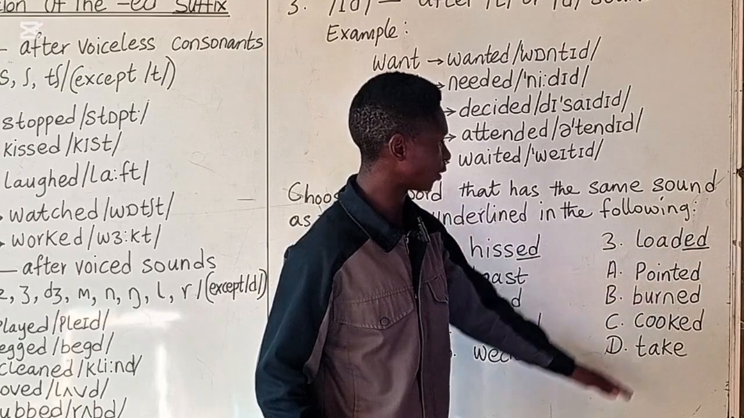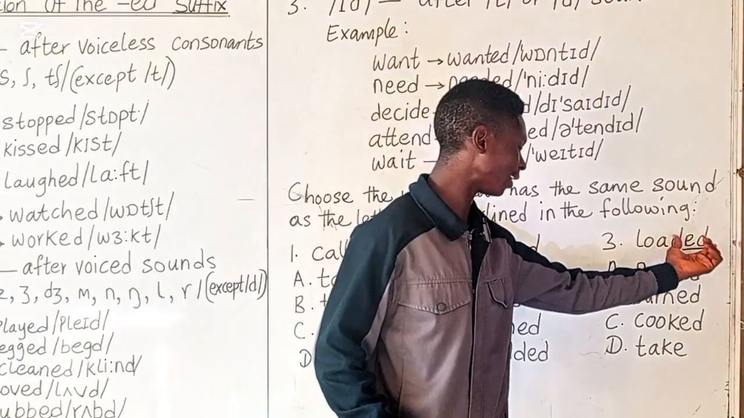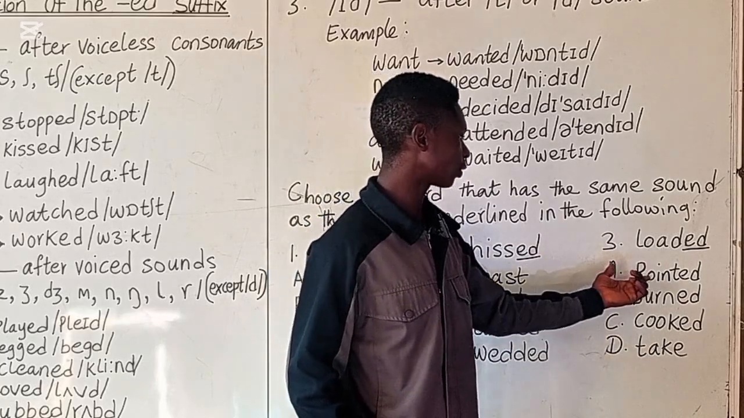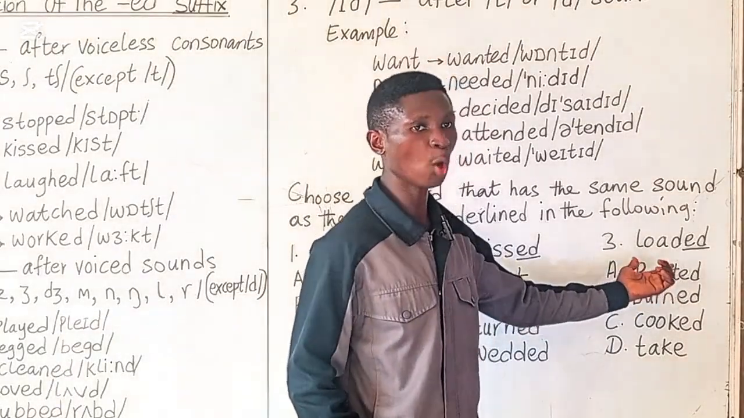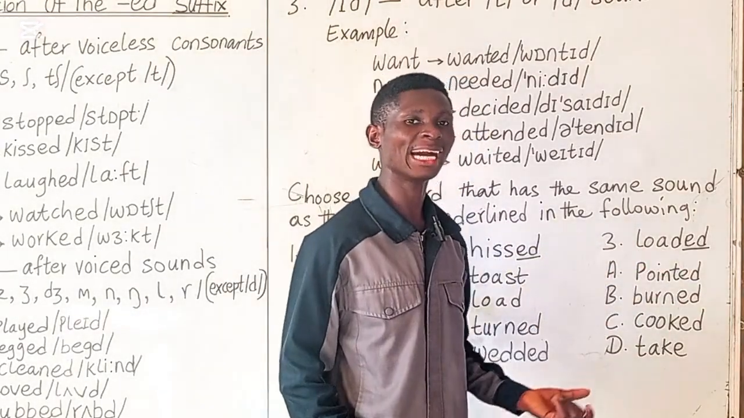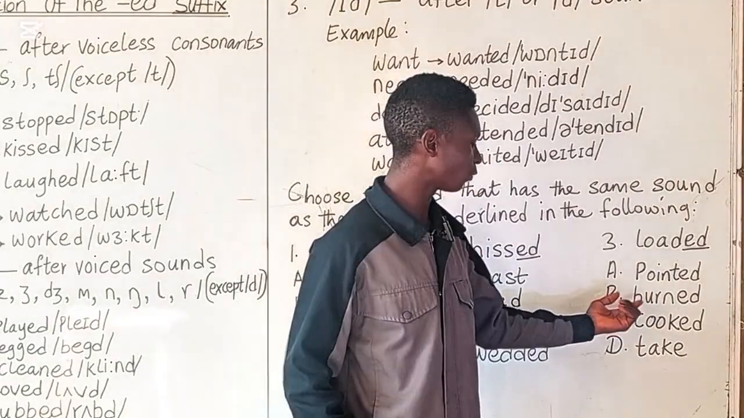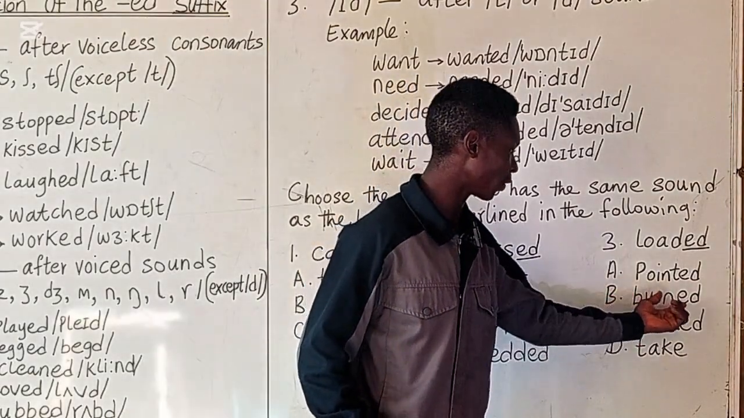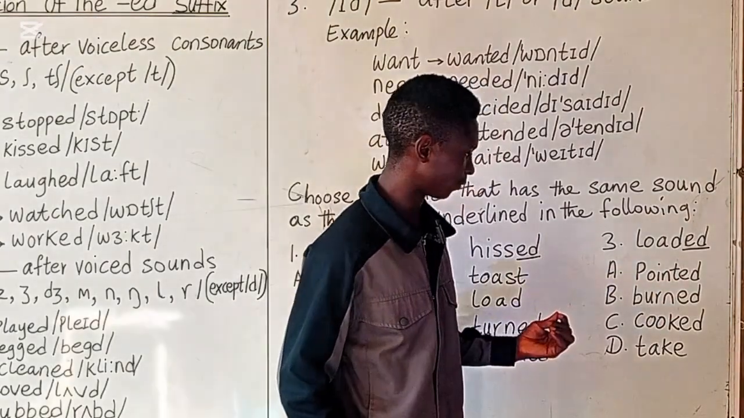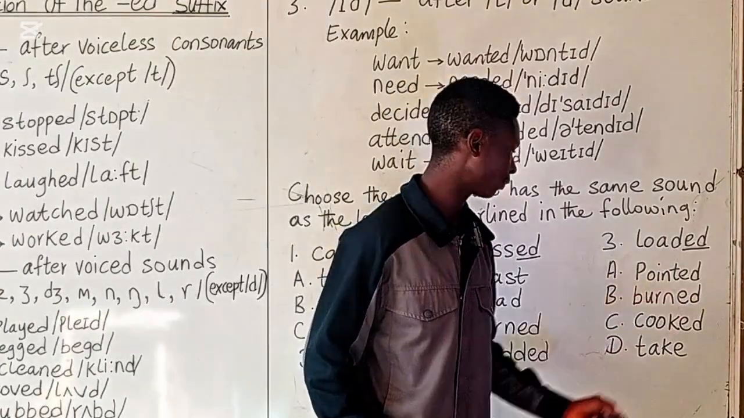So in which of these options do we also have the id sound in place? The id sound which we have here. We look at the first option. The first option is the past tense form of point. So the last sound there is t. Hence the ed will be realized as id. That is different from option B, which we have burned. In burned, the n sound comes before the ed past tense marker. Hence, the ed is realized as d, so it is burned.